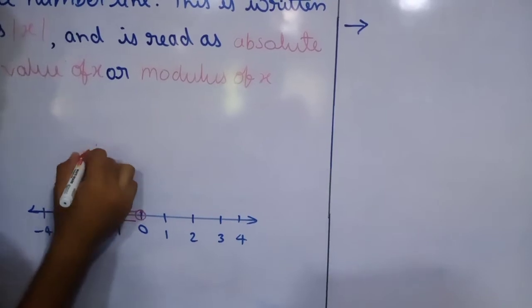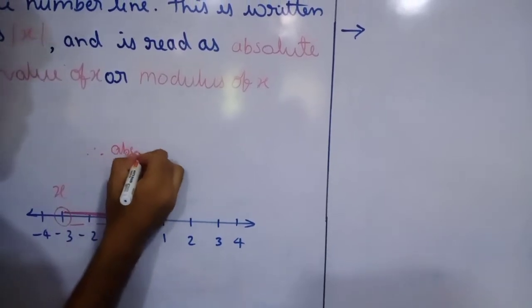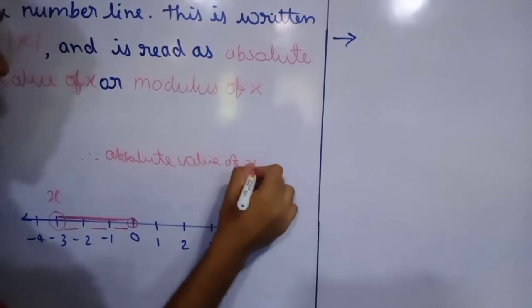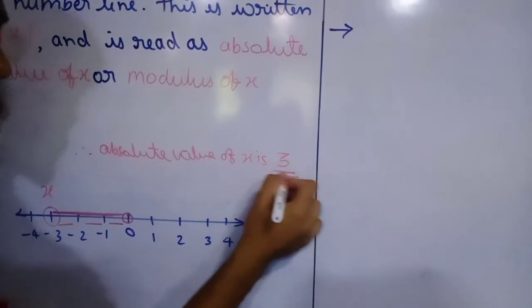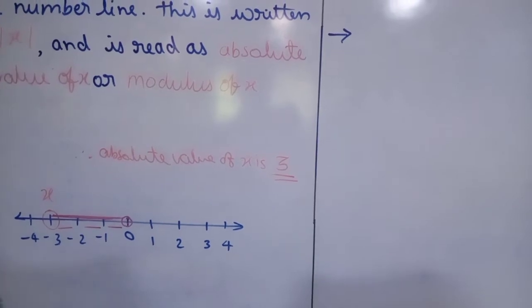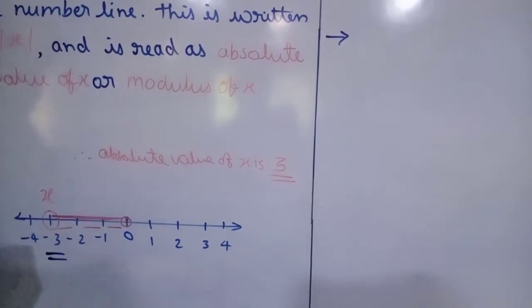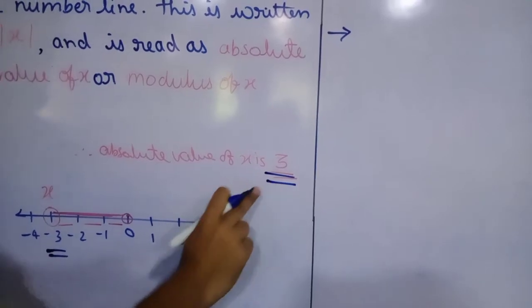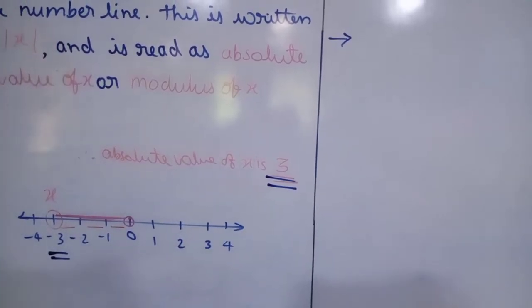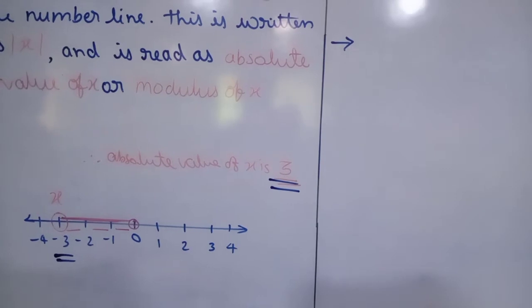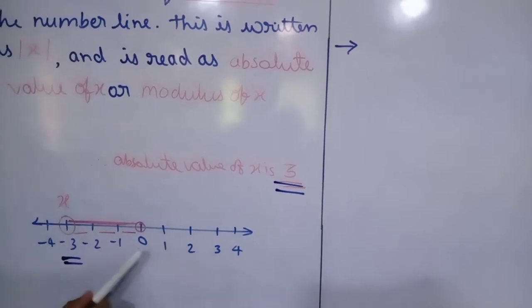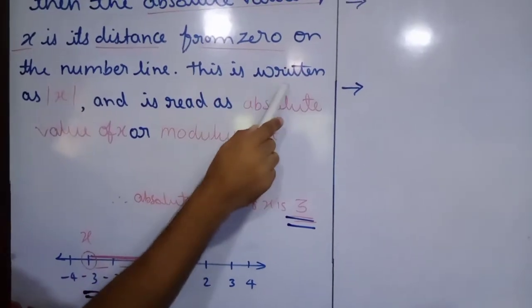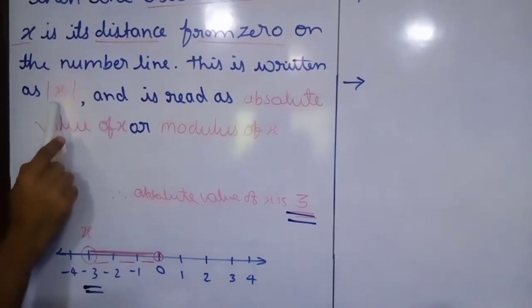So we can say, therefore, the absolute value of x is 3. Yes, here x is at -3, and the absolute value of x is still 3, because according to our rules, that is the distance from 0.